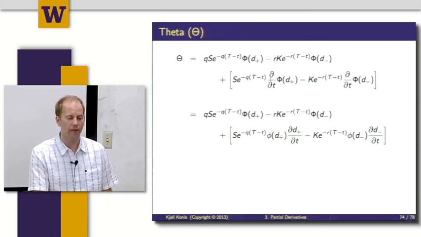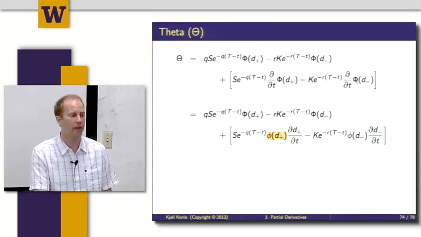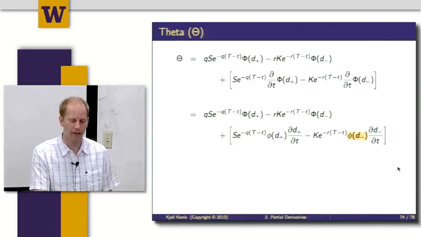So the derivative with respect to t of capital phi of d plus, that's become lowercase phi of d plus, times partial d plus with respect to t. And then the same thing for the second term. The derivative with respect to t of capital phi has become lowercase phi of d minus times the partial of d minus with respect to t.